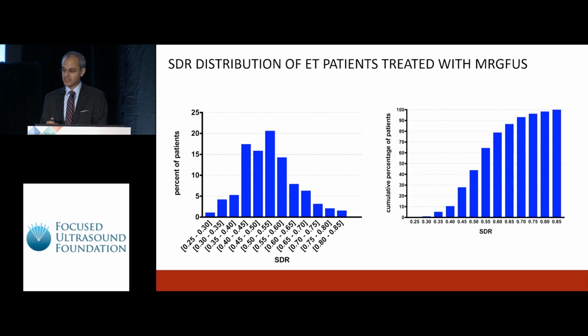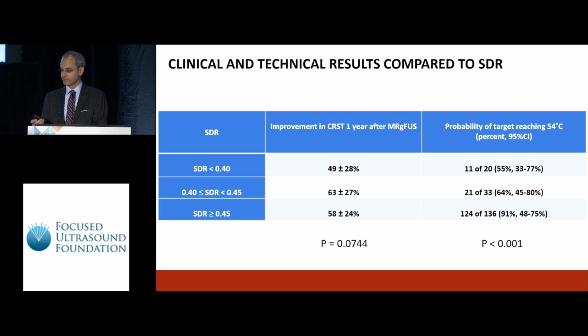One thing we can see is that on this distribution the average SDR is about 0.52, and you can see the cumulative group of SDRs on the right, with about 28% of the patients having an SDR less than 0.45 and 11% with an SDR less than 0.4. So a significant fraction of patients would be excluded by the current policy if it carries through.